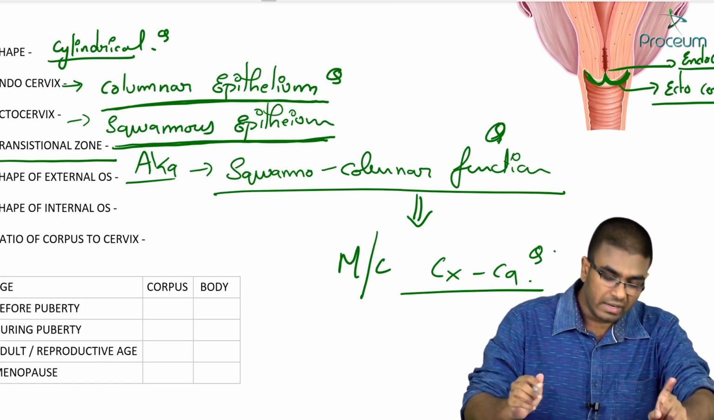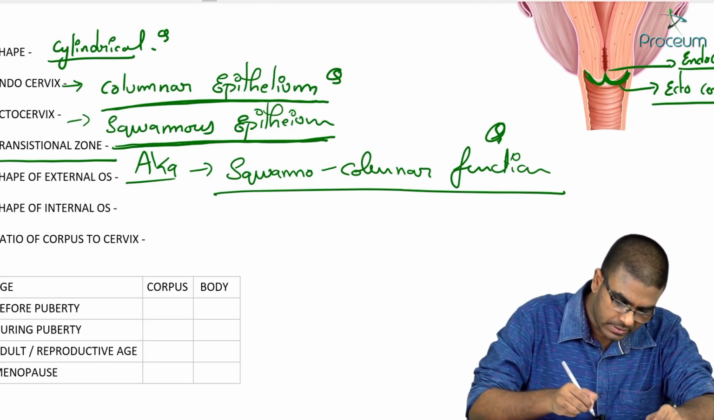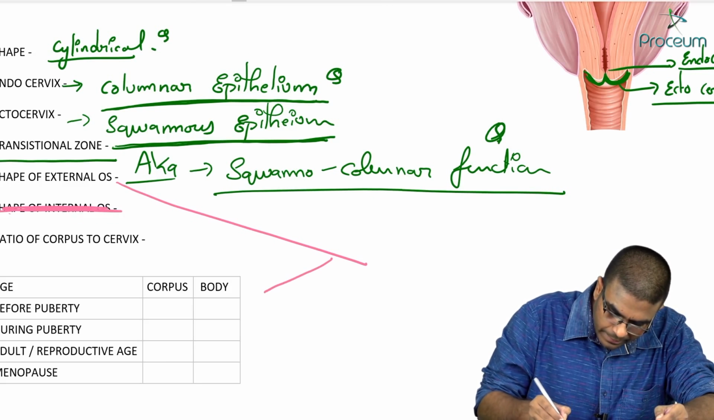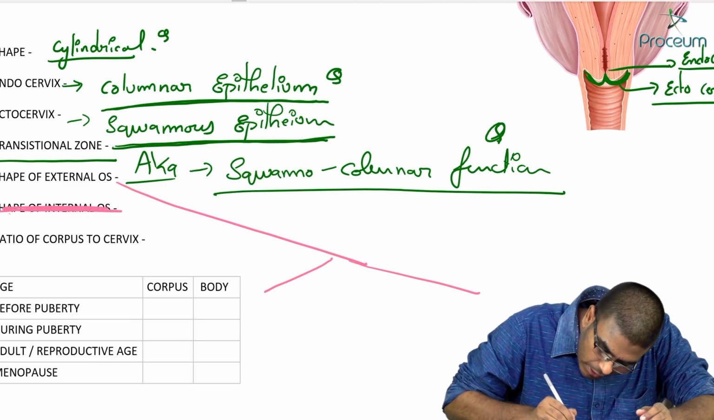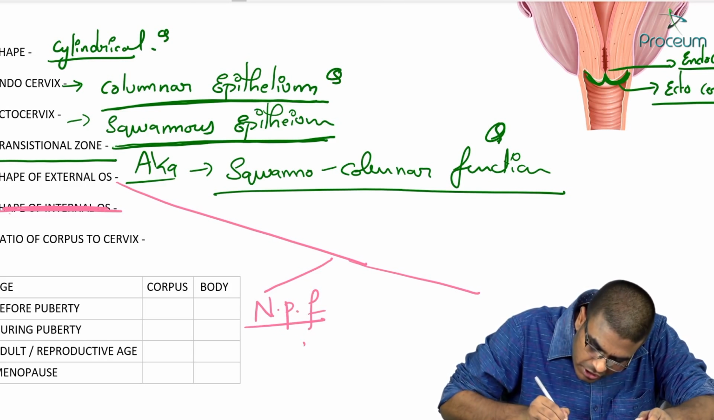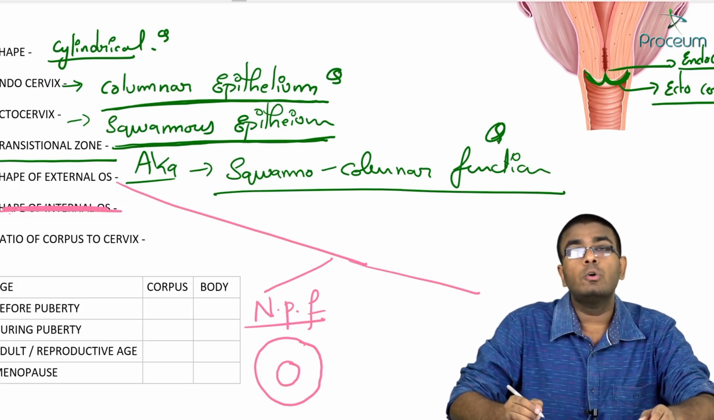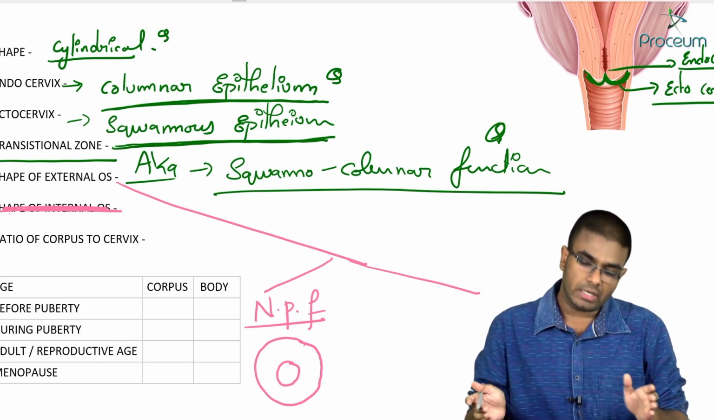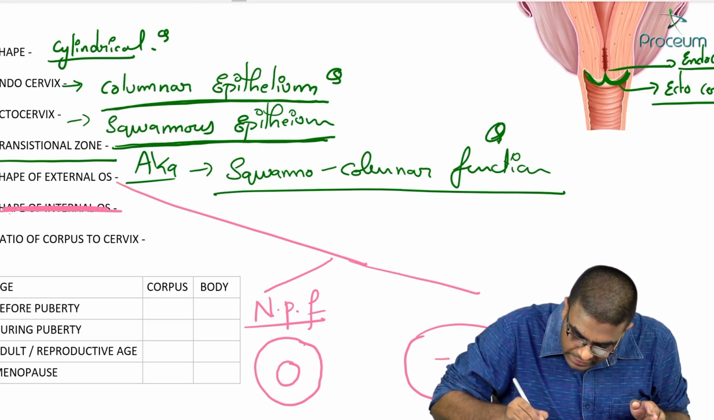Okay, now a very important MCQ you should never miss. Now, shape of the internal os. Now, shape of the external os. I just want to divide the external os towards the side of the vagina. In a non-pregnant female, the external os will look more circular. But in a female who has delivered through the vagina, the external cervical os will look more slit-like.